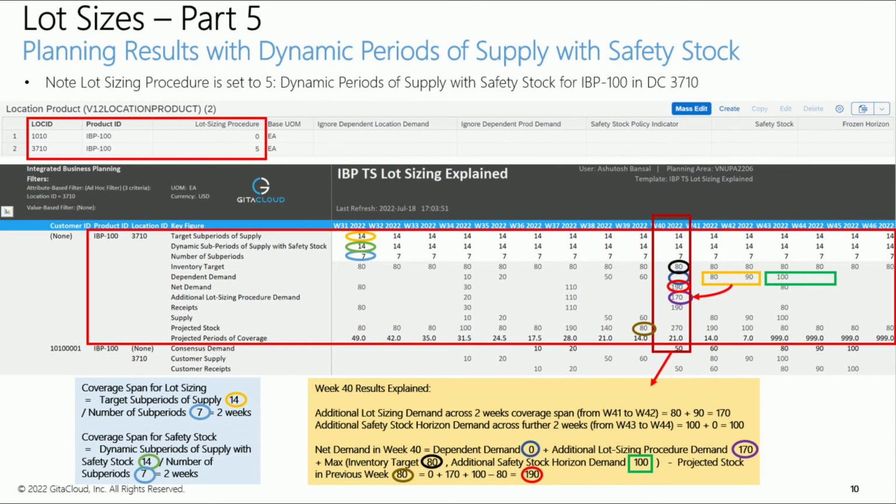Net demand is calculated as before, dependent demand of 0, plus additional lot sizing demand of 170, plus safety stock demand of 100, minus projected stock in week 39 of 80 units. This computes to 190 units of net demand in week 40.